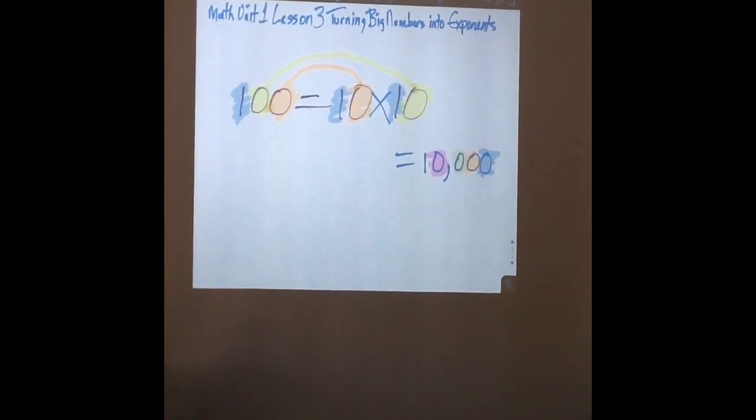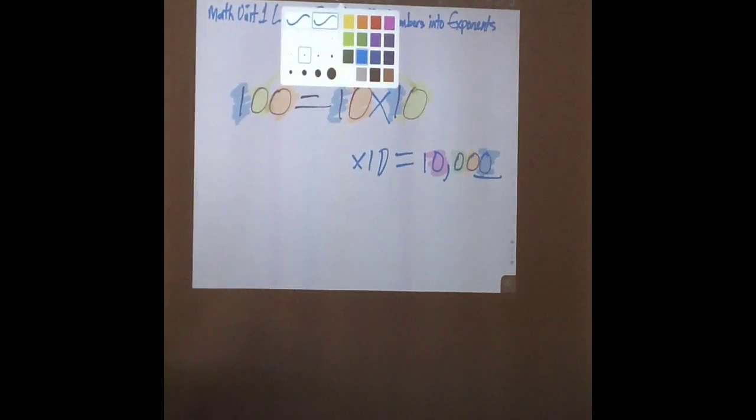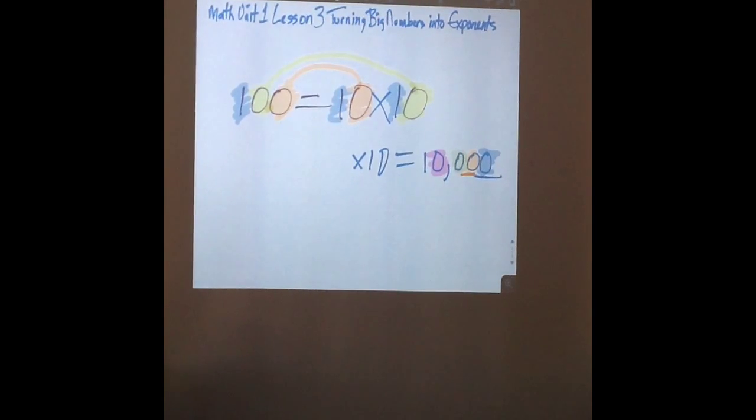Let's say our blue number down here, I'm going to represent that with a 10, and I'm going to put a multiplication sign between them. Then this orange one, I'm going to have right here. So I have my blue one, that 0 there, is represented by the blue 10. I've got the orange 10 represented by this orange 10.